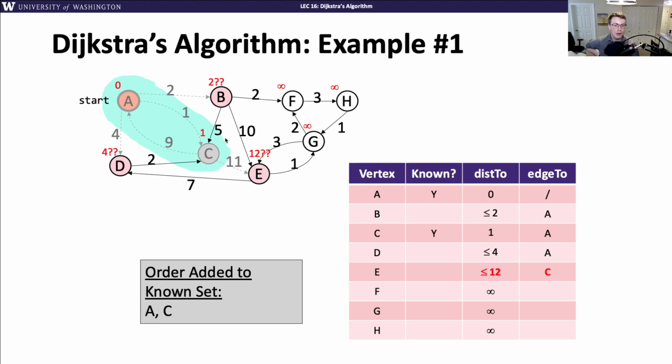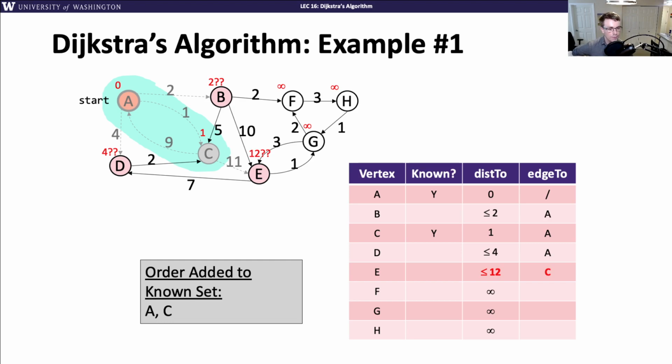Now, considering the other neighbors, C has a neighbor E with edge weight 11, so we're going to associate the distance 12 to E. Why 12? The edge weight from C to E is 11, and the distance to C is 1. 1 plus 11 is 12. But again, we're not saying definitively that the distance to E is 12. We're just saying our proposed shortest distance to E is 12, but we'll solidify that later when we add it to our known set. Now we finish the second iteration of Dijkstra's algorithm.